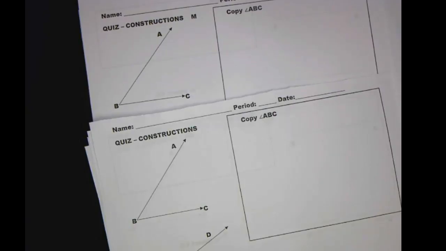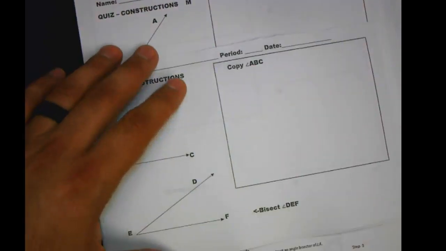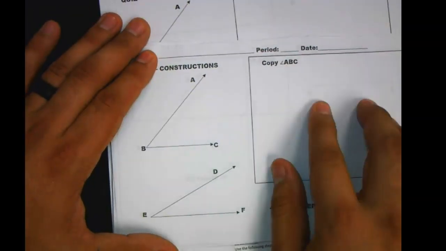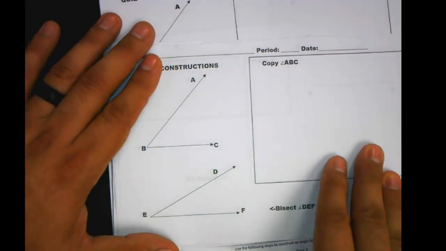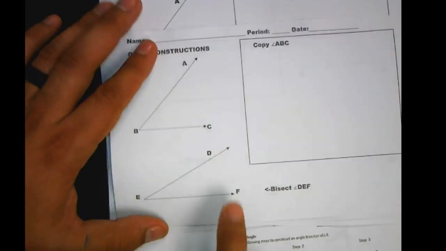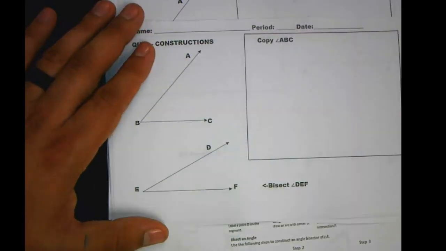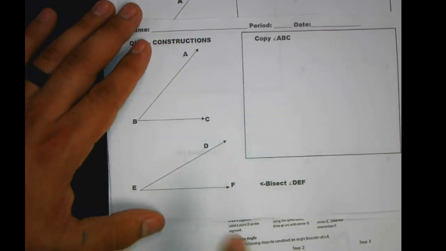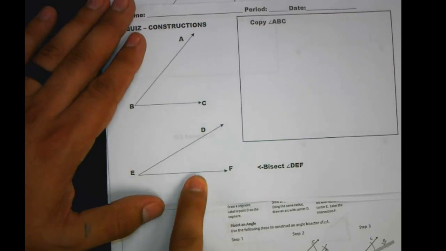Let me explain it real quick. On the quiz, all you got to do, it tells you to copy ABC, copy it in this box. Hint, page 3 of your notes, okay? Copy over here. I got to see every mark from the notes, okay? So if you just draw a random angle, that's nothing, okay? Bisecting this, that's page 4 of your notes, okay?